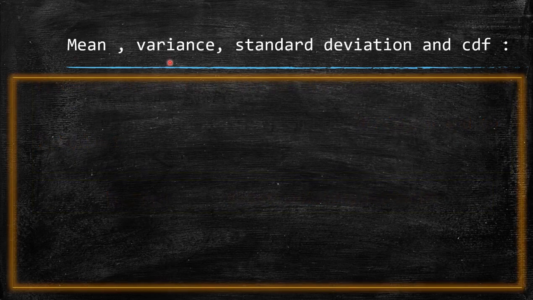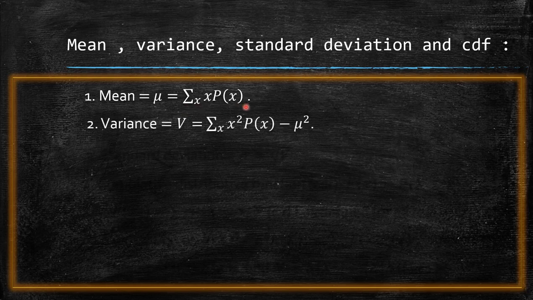Next, to compute mean, variance, standard deviation and cumulative distribution function of a discrete probability distribution. Mean, denoted by mu, is equal to summation x into p of x. Variance v is equal to summation x square into p of x minus mu square. Standard deviation sigma is equal to square root of v. If I want to find mean, variance and sigma, then for each x, the probability of x we have to calculate, then we have to use these formulas.